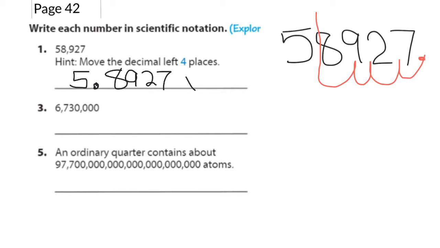And then I always use times 10, and then I need a power. My power comes from how many spaces I move it. 1, 2, 3, 4. So I moved it 4 spaces. My power is 4. Now you try 3 and 5 on your own, and then come on back.